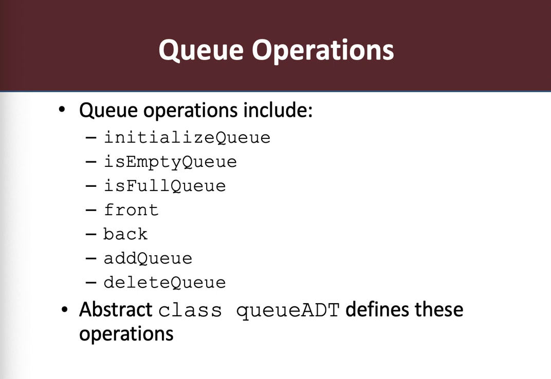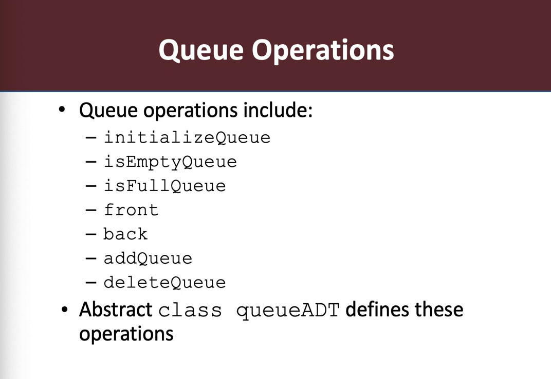We also need an operation called initializeQueue to initialize the queue to an empty state. Moreover, to retrieve the first and last elements of the queue, we include the operations front and back. And finally, we have deleteQueue, which removes the front element of the queue. Input to this operation consists of the queue. Prior to this operation, the queue must exist and must not be empty.